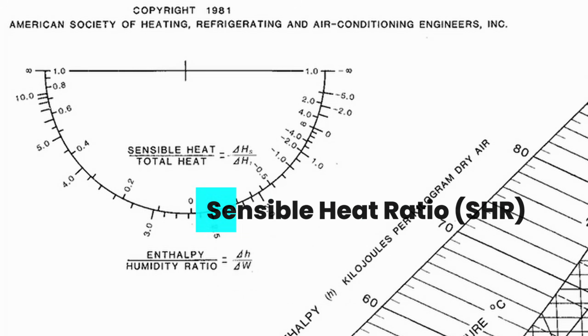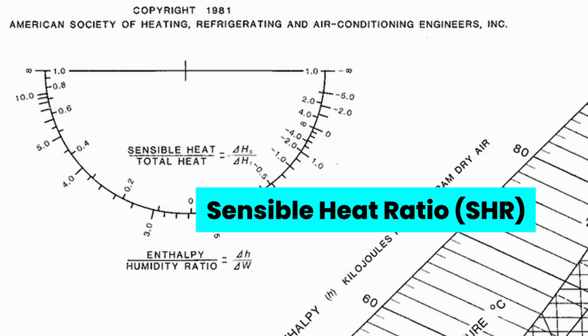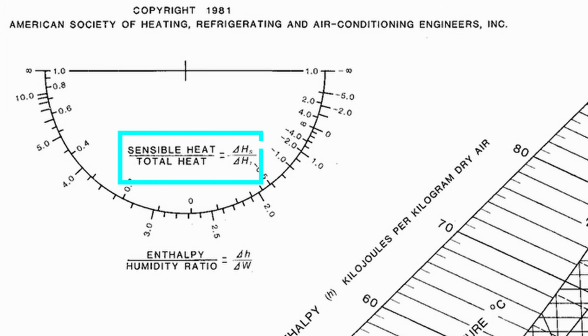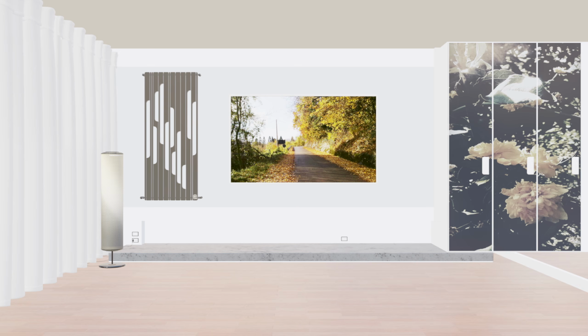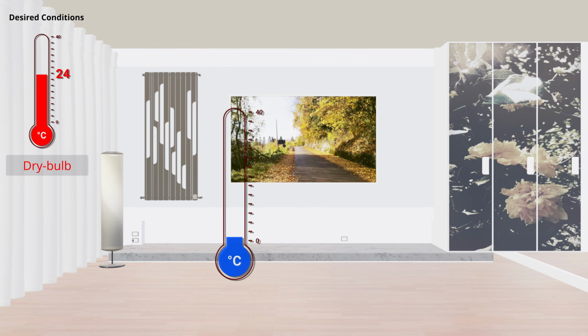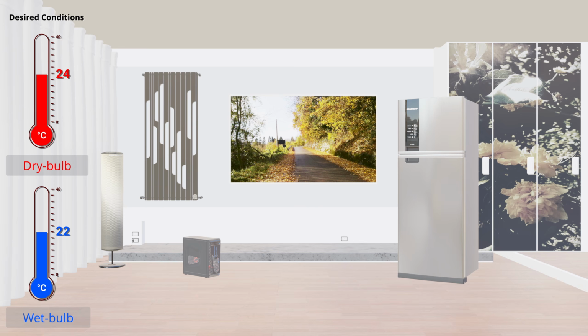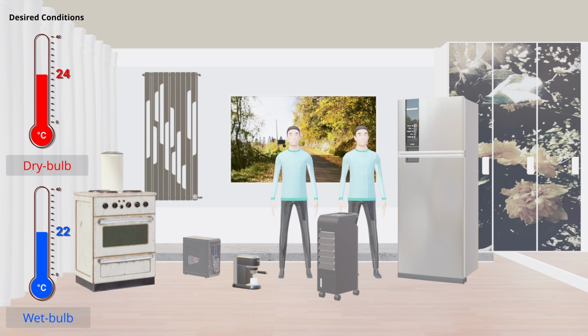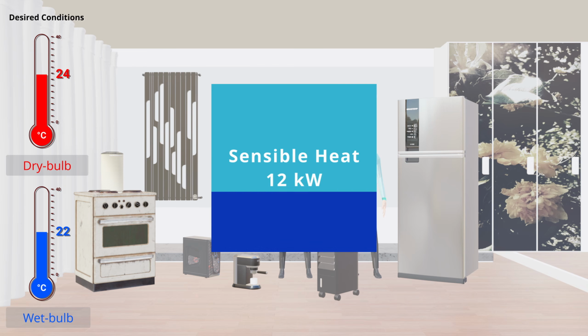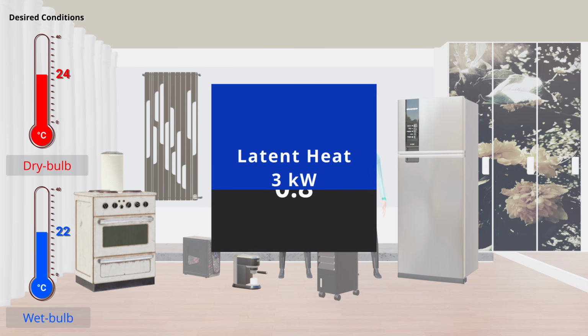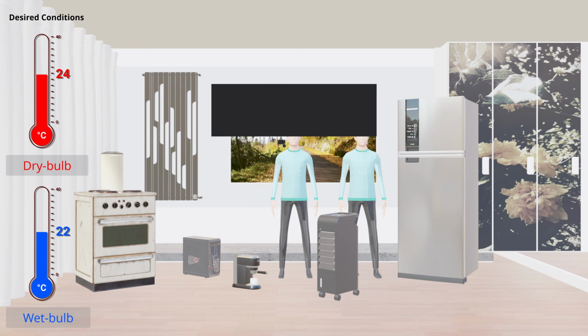Now, let's talk about the sensible heat ratio. The sensible heat ratio is the ratio of sensible heat to the total heat, both sensible and latent, added or extracted from a specific point. Imagine a room where we want to maintain a dry bulb temperature of 24 degrees Celsius and a wet bulb temperature of 22 degrees Celsius. Inside the room, there are people and equipment generating both sensible and latent heat. Let's say the sensible heat load in the room is 12 kilowatts and the latent heat load is 3 kilowatts. Based on this, we can calculate the sensible heat ratio as 0.8.